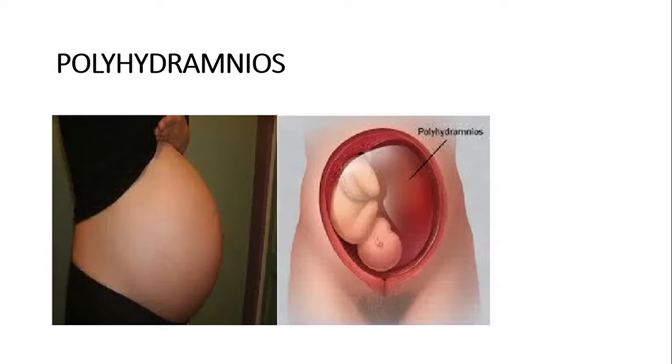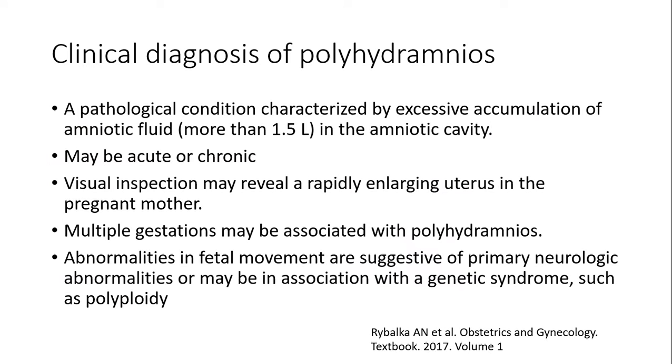So let's speak about the latter one. Polyhydramnios, a pathological condition which is characterized by excessive accumulation of amniotic fluid, more than 1.5 liters in the amniotic cavity. It may be acute or chronic. Visual inspection may reveal a rapidly enlarging uterus in the pregnant mother. Multiple gestations, of course, may be associated with polyhydramnios.